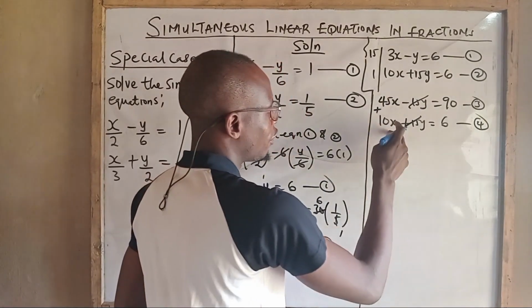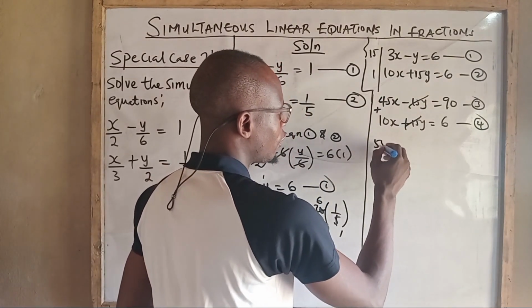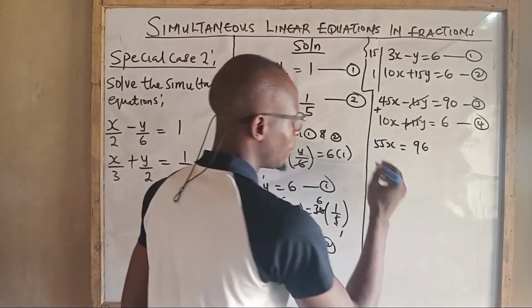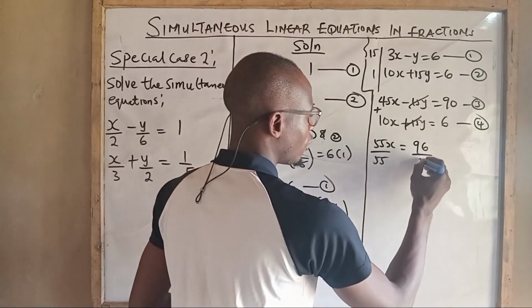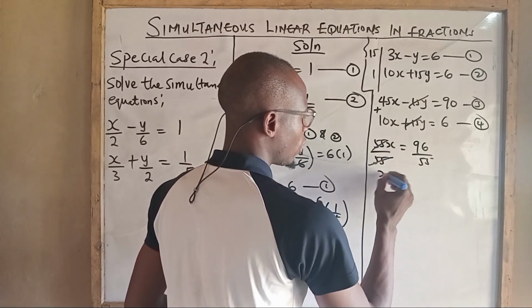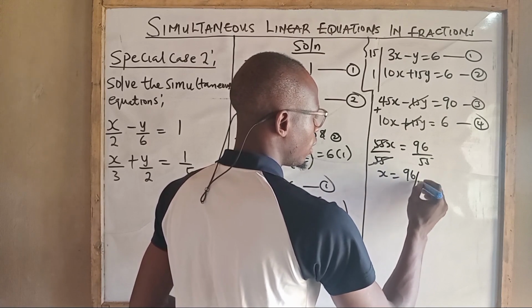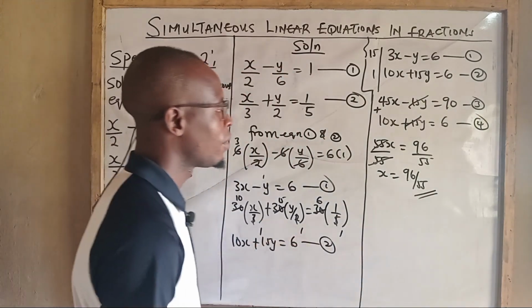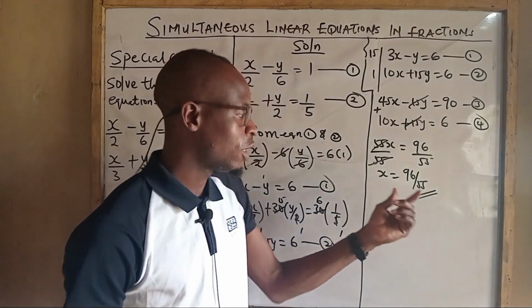So we have 45x plus 10x, which gives us 55x. 90 plus 6 gives what? 96. So divide both sides by 55 to get the value of x. So this will cancel out. x equals 96 divided by 55. You can still take this back to a mixed fraction if you like. Now, we've gotten the value of x to be 96 over 55.